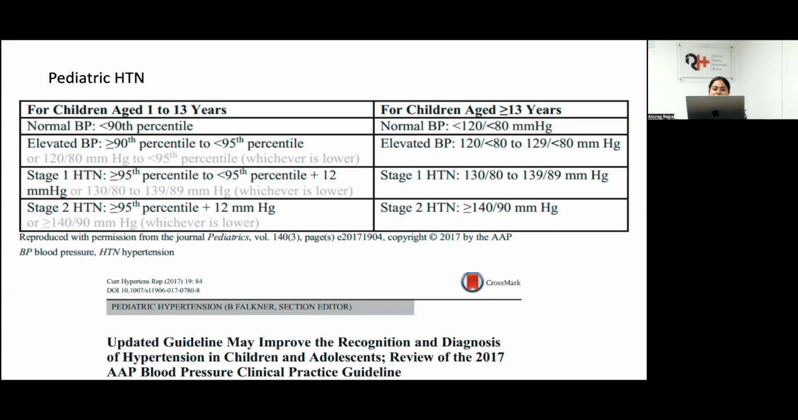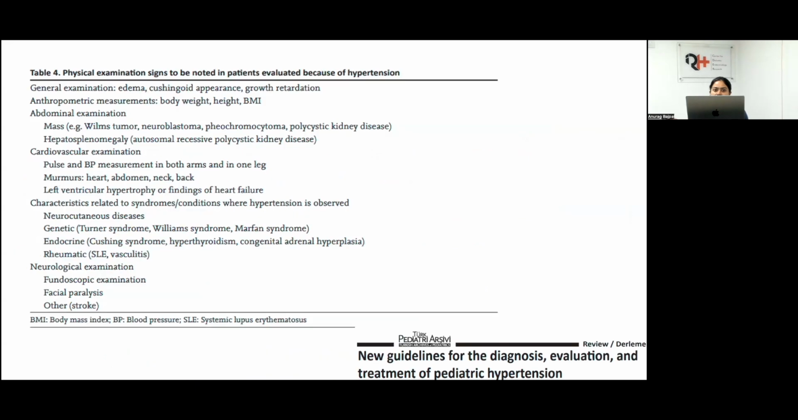Defining pediatric hypertension: BP less than the 90th centile for age, gender, and height is normal, and anything more than the 90th is an elevated BP, with stage 1 hypertension defined as between the 95th and the 95th plus 12, and stage 2 as more than the 95th plus 12 centile. For adolescents, the cutoffs are pretty much similar to the adult cutoffs.